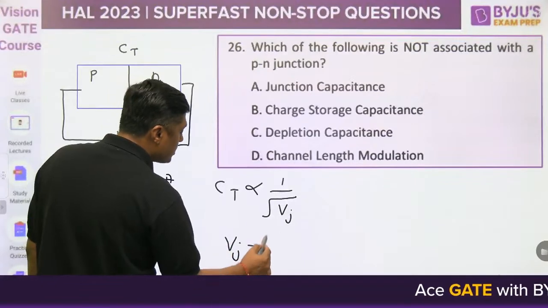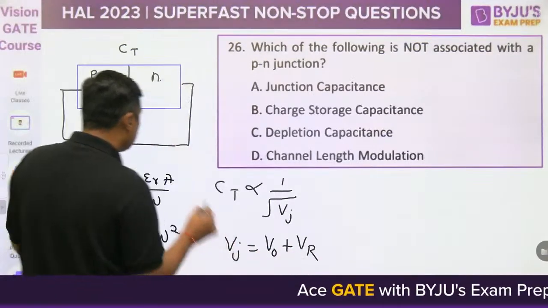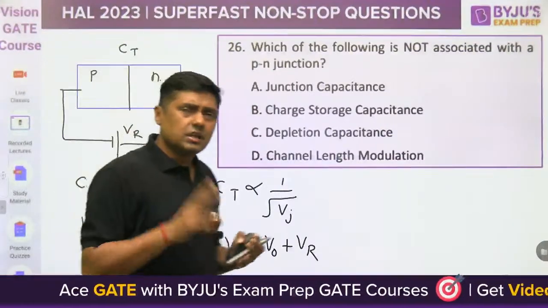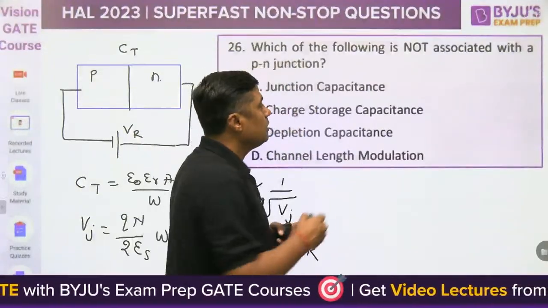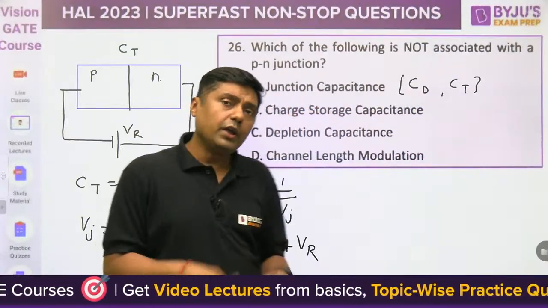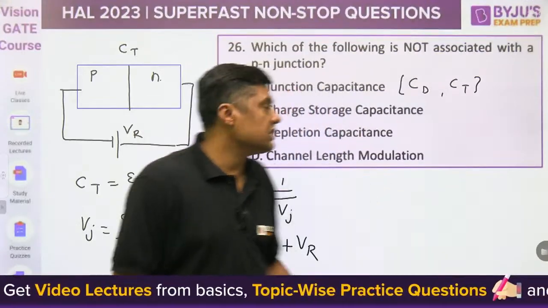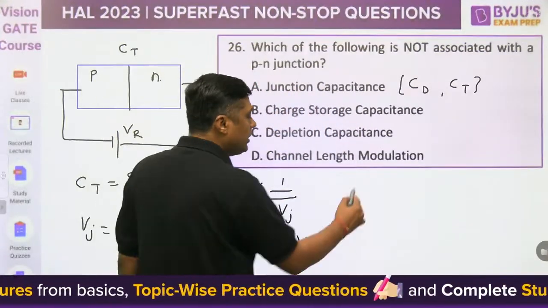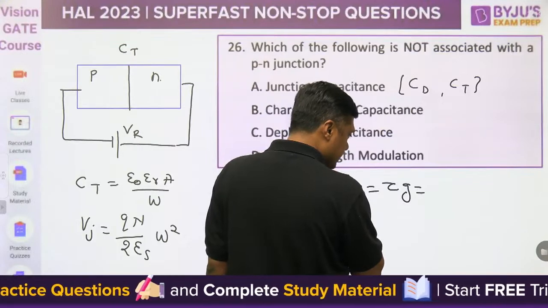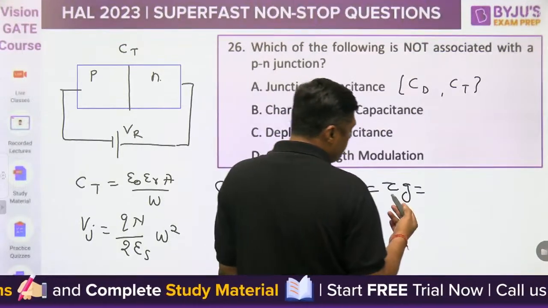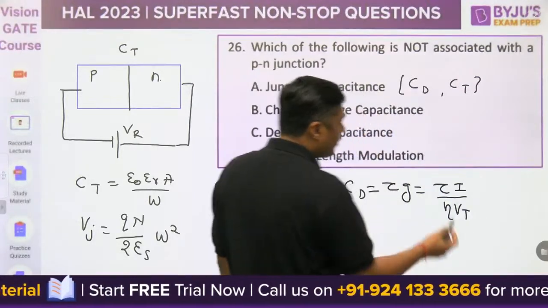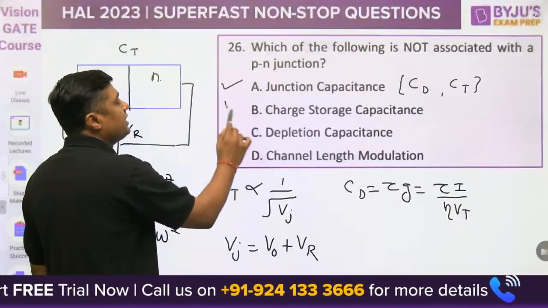Vj is equal to the junction potential, the built-in potential, plus the applied voltage in the reverse direction. Junction capacitance means diffusion capacitance and transition capacitance both. When the diode is forward biased, there is a diffusion capacitance, also called charge storage capacitance. What is the diffusion capacitance? Tau I by eta Vt. This is the formula for diffusion capacitance. So that is related, that is related, that is related.